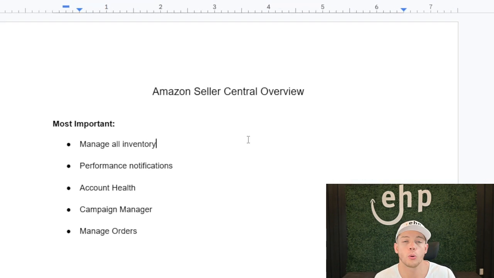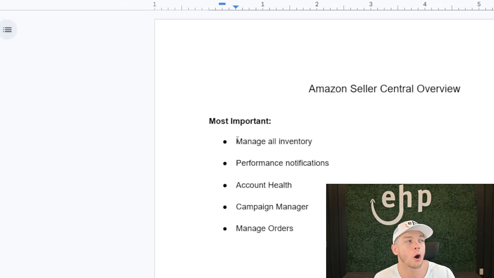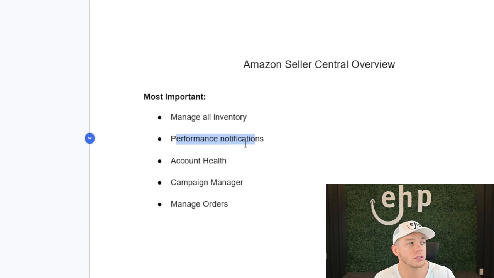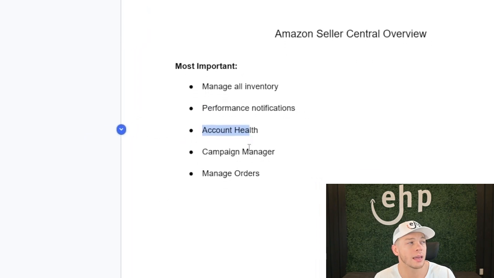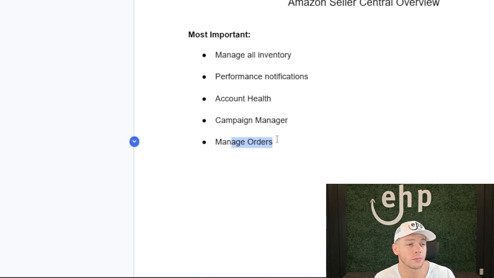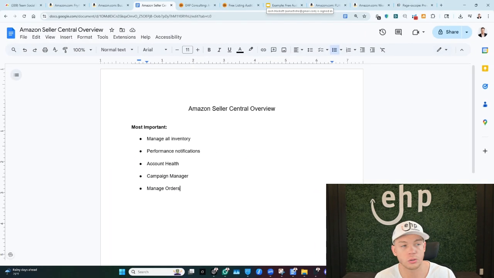But the most important things I do want you to focus on are going to be manage all inventory, performance notifications, account health, campaign manager. This is for if you're running Amazon ads, and then orders, right? So we'll just target those really quick.